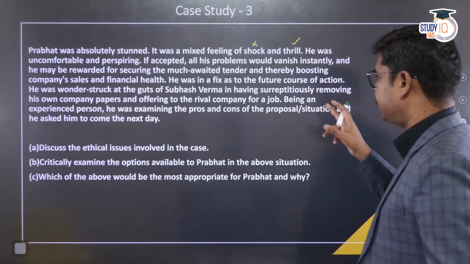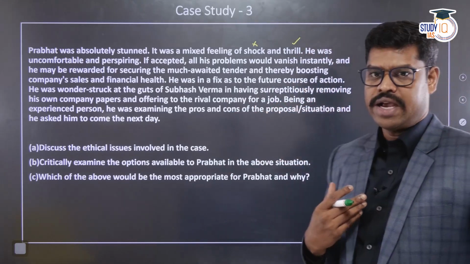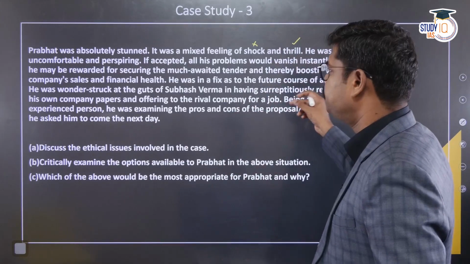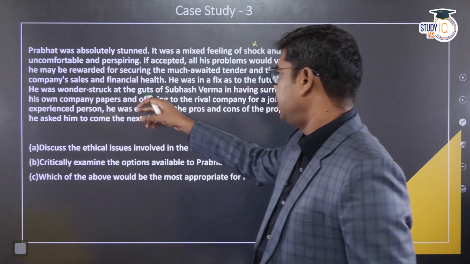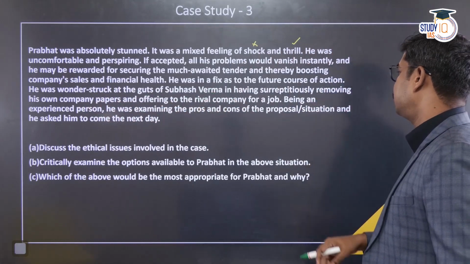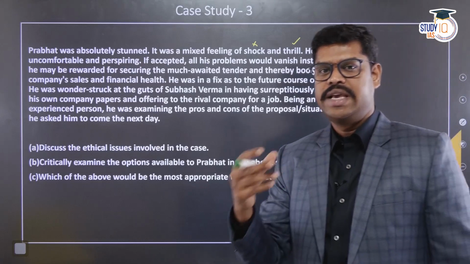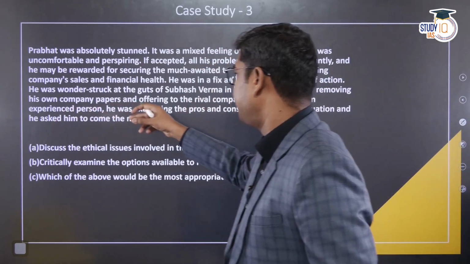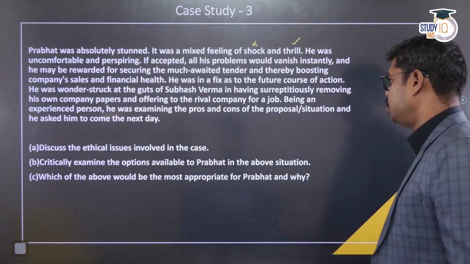He was in a fix as to the future course of action. So, he actually could not decide as to what should be done, what should be the future course of action. He was wonderstruck at the guts of Subhash Verma in having surreptitious, means secretively, removing his own company papers and offering that to the rival company for a job.